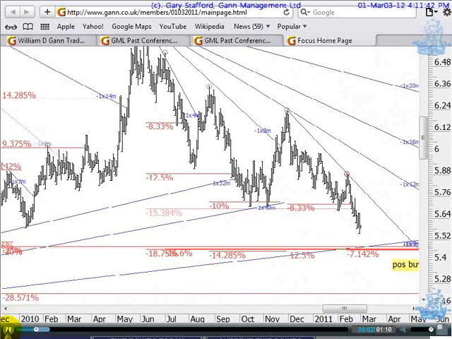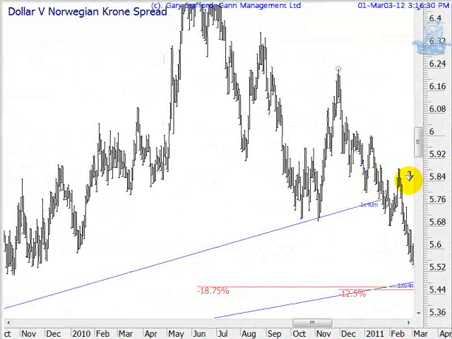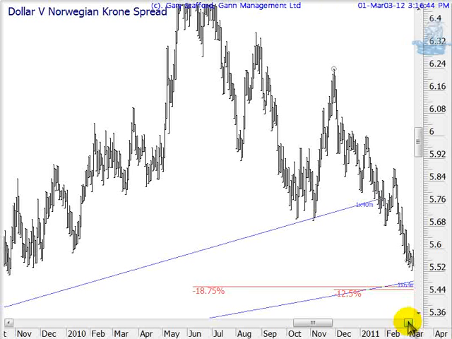Now this is the dollar versus the Norwegian krone. If you want to get my chart, it's MS0834 by GS using the get analysis option. So that was how the chart looked back on the first day of March 2011, and this was the level that I was looking for a buying opportunity. So let's see what happens.